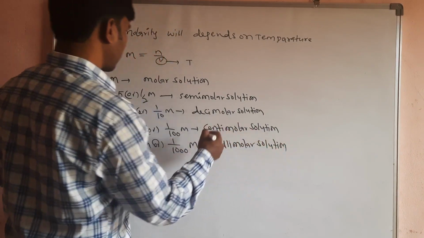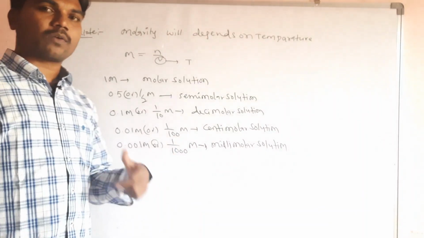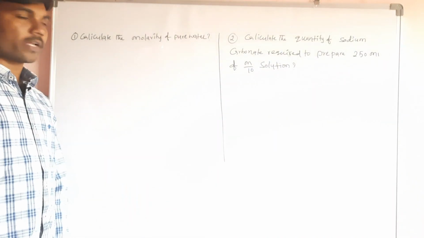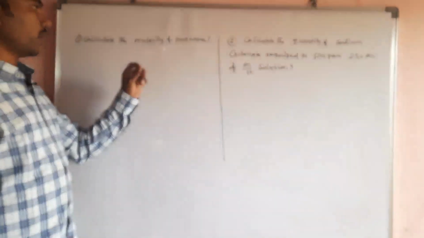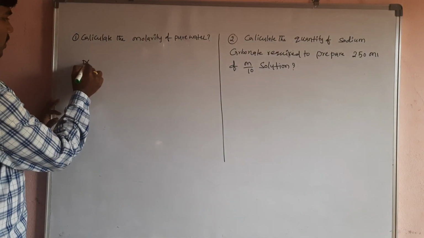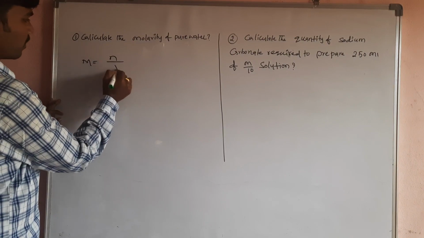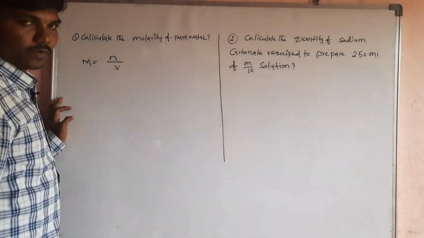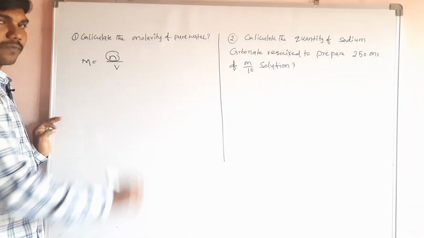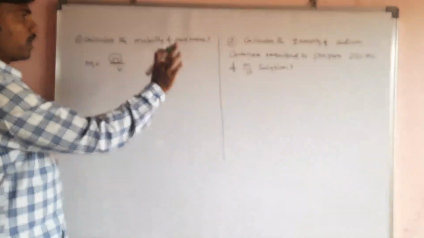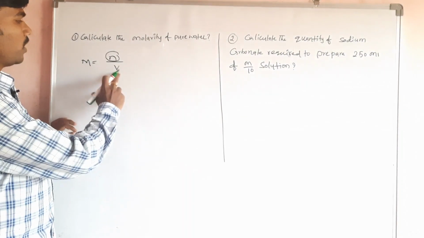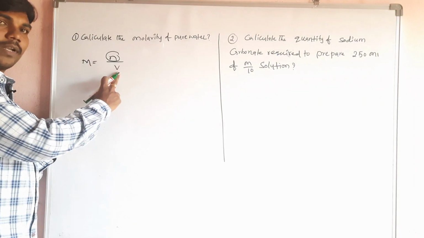These terminologies are very important when we solve numerical problems. Here is one small problem on molarity: calculate the molarity of pure water. What is the formula of molarity? Molarity is the number of moles present in 1 liter of volume. So to calculate this we need the number of moles of water. The weight of the water is not mentioned, they only gave pure water, so we take the volume as 1 liter.